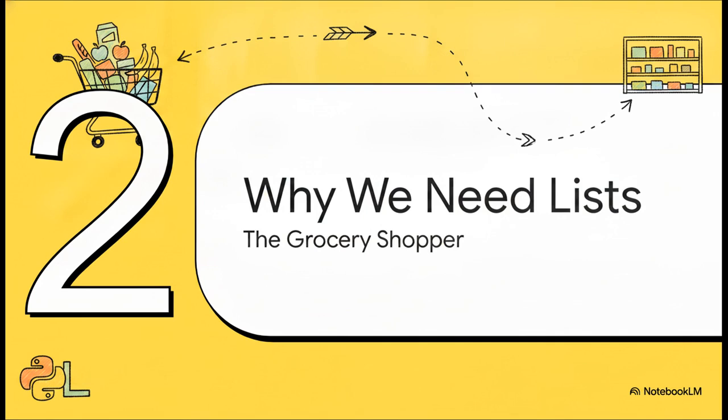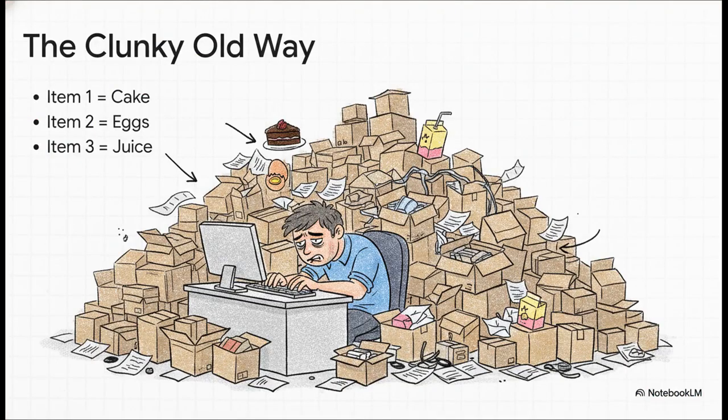Moving on to section 2. Why we need lists. Let's look at this through the eyes of a grocery shopper. Okay, imagine coding the clunky, old-school way. You'd have to create a brand new variable for every single grocery item. Item 1 is cake, item 2 is eggs, item 3 is juice. Imagine doing this for a list of 50 items. It's painful, it's messy, and honestly, it scales terribly. We'd spend our entire day just typing out variable names instead of actually building cool software.